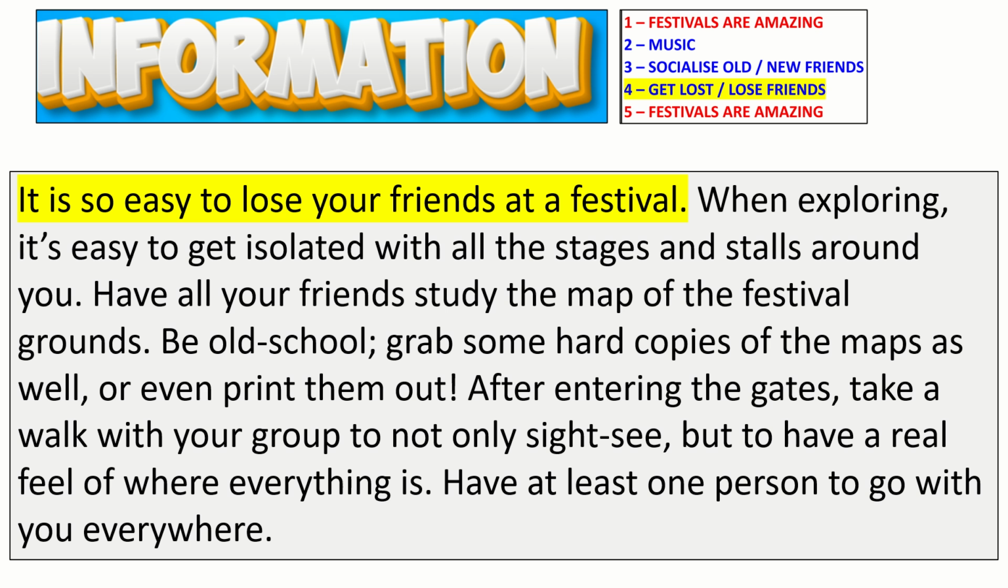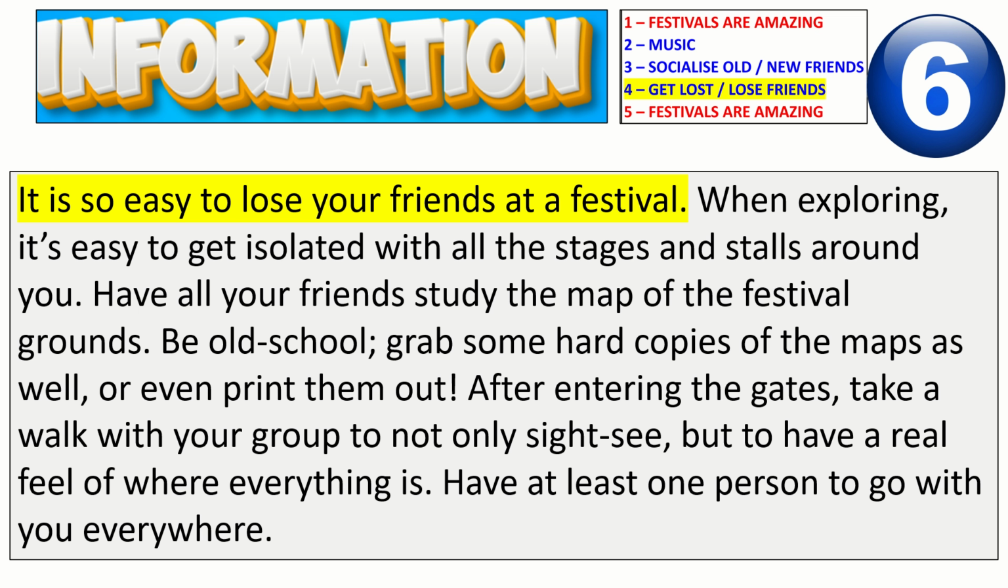And so this is our information. It's so easy to lose your friends at a festival. When exploring, it's easy to get isolated with all the stages and stalls around you. Have all your friends study the map of the festival grounds. Be old school; grab some hard copies of the maps as well, or even print them out. After entering the gates, take a walk with your group to not only sightsee, but to have a real feel of where everything is. Have at least one person go with you everywhere. Okay, so again, it's 6 sentences actually.